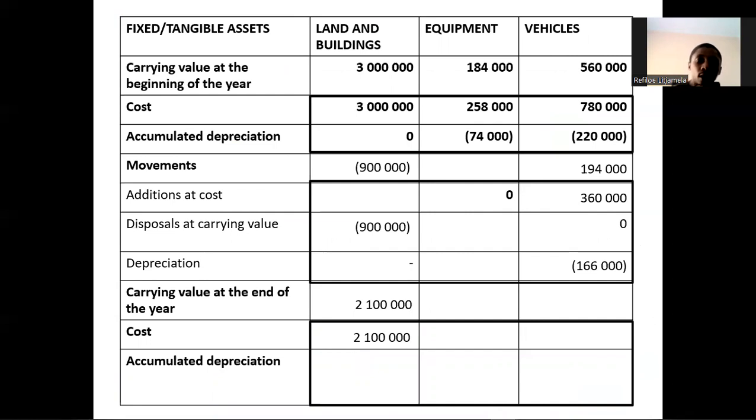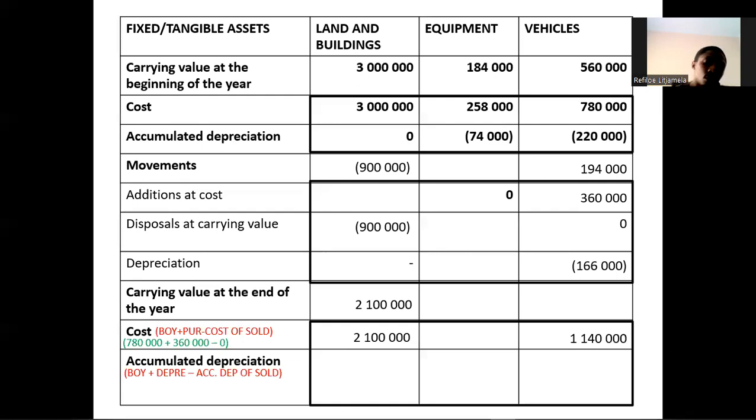Okay, how do I calculate cost of vehicles, especially at the end of the year? It is the cost of the vehicles at the beginning of the year, 780,000, plus cost of vehicles purchased minus cost of vehicles sold. In this case, we didn't sell any vehicle, so our cost at the end of the year will be 780,000 plus 360, which is the cost of the new vehicle, minus 0 because we didn't sell any vehicles. So cost of vehicles at the end of the year will be 1,180,000.